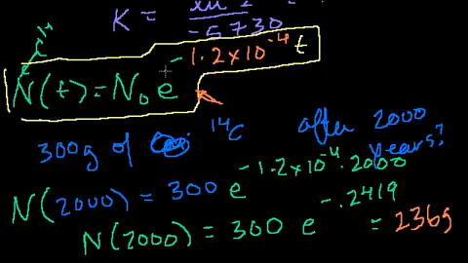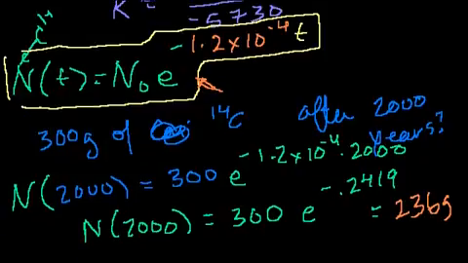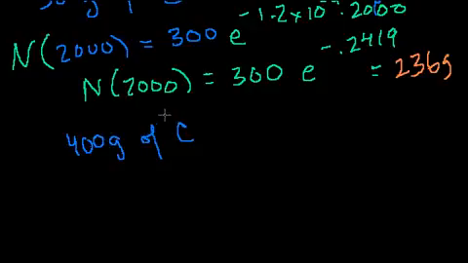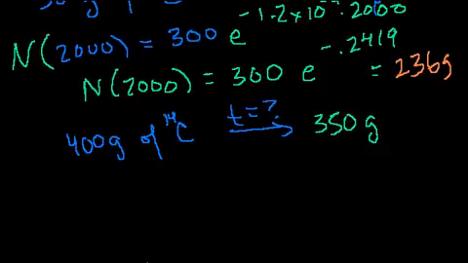Let's do another one like this. Let's go the other way around. Let's say I start off with 400 grams of C14, and I want to know how long a certain amount of time does it take for me to get to 350 grams of C14. So you just say that 350 grams is how much I'm ending up with.